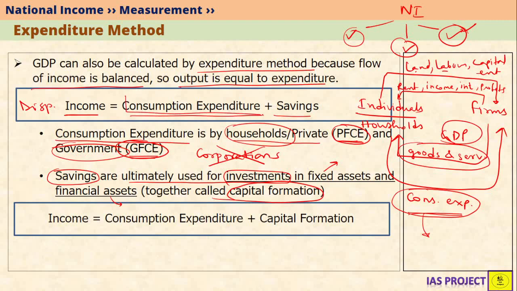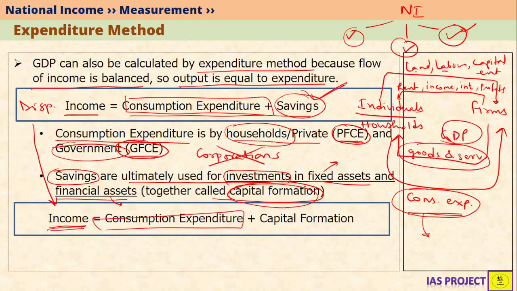So this is about consumption expenditure. And about savings, savings are ultimately used for investments. And the investments can be in fixed assets like buildings, land, etc., or they can also be in financial assets. Whatever is the case, the total investments in fixed assets as well as financial assets is called capital formation. So we can write this equation in a slightly different manner. Income is nothing but consumption expenditure, and in the place of savings, we are writing capital formation, because savings are ultimately being used for investments and investments are nothing but capital formation.